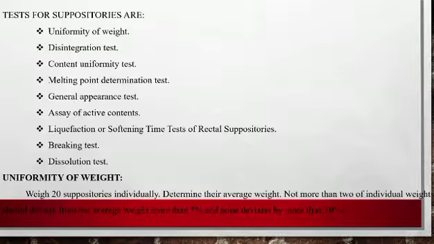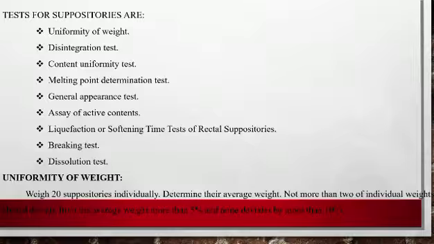Here the first test is uniformity of weight. For this test, first we have to weigh 20 suppositories individually. Then we have to determine their average weight. In order to find the average weight, we have to add the individual weights and divide by 20. With that we can easily determine the average weight of suppositories.